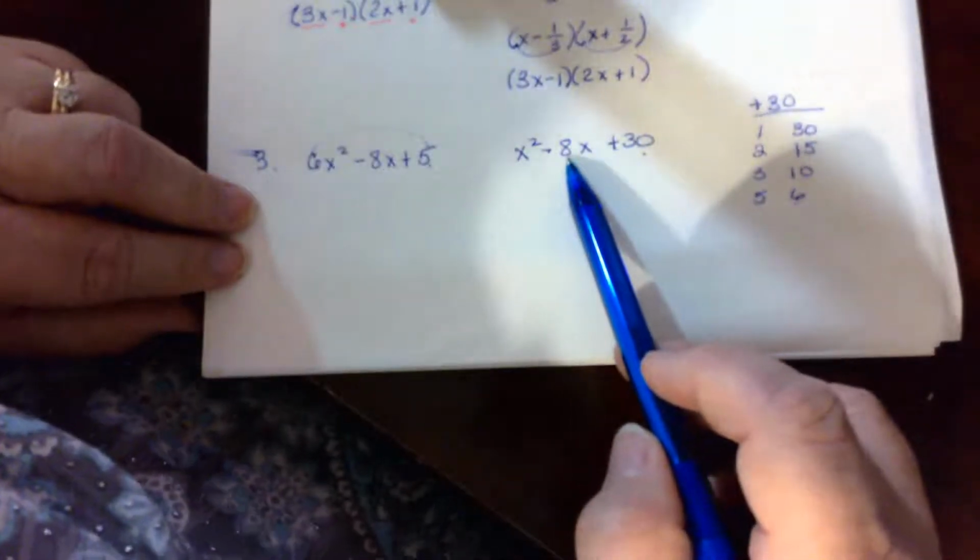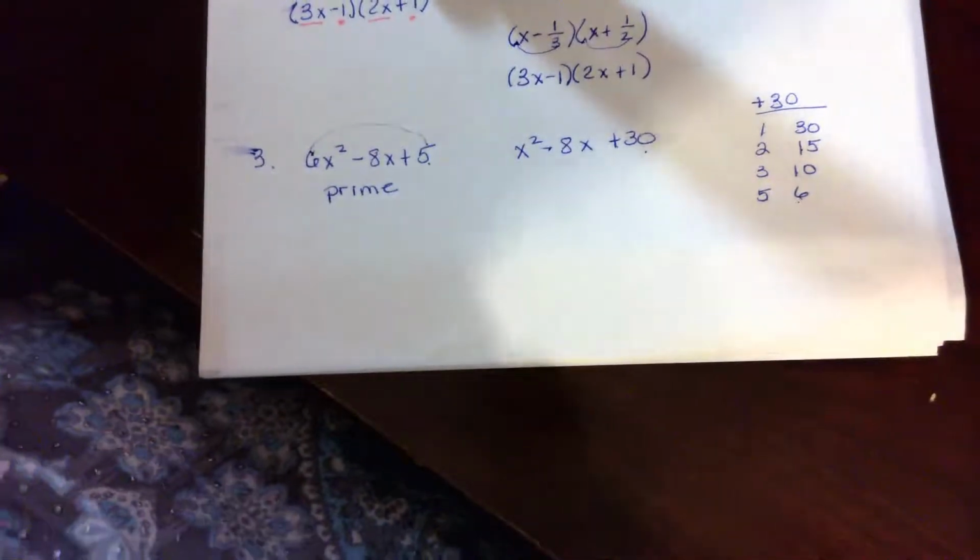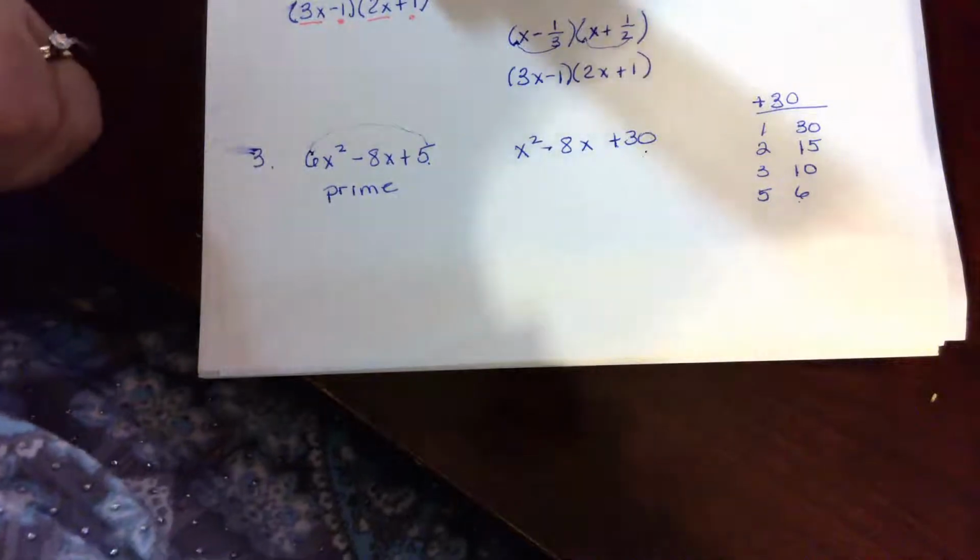Well, if I can't do that, then that makes this problem what we call prime. Which means it cannot be factored.